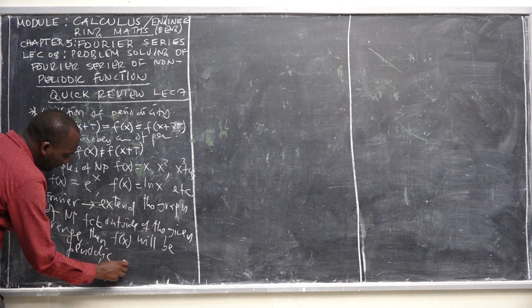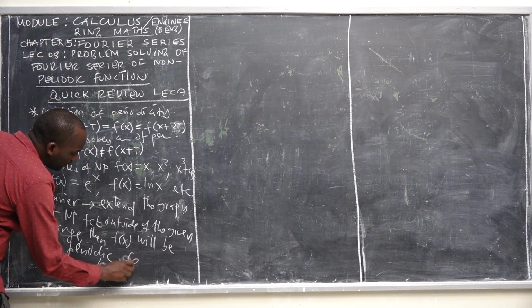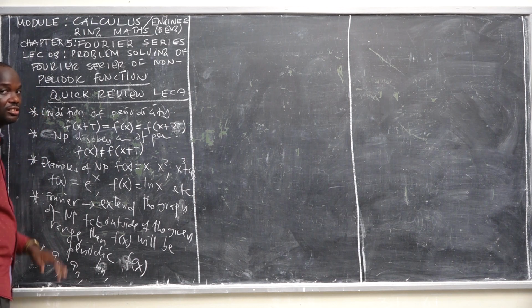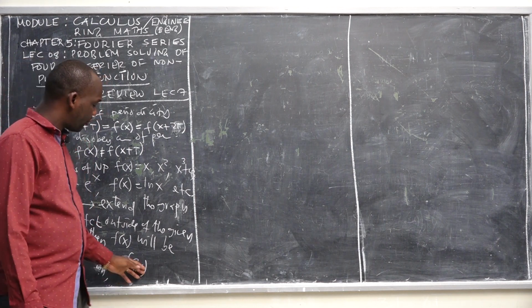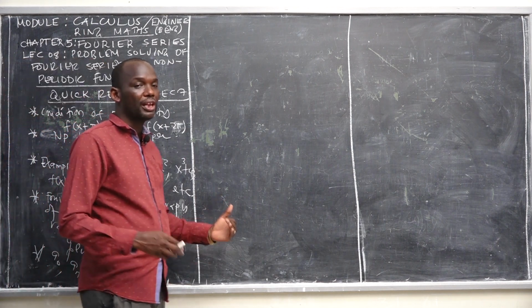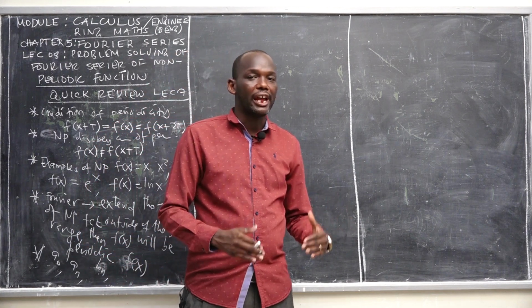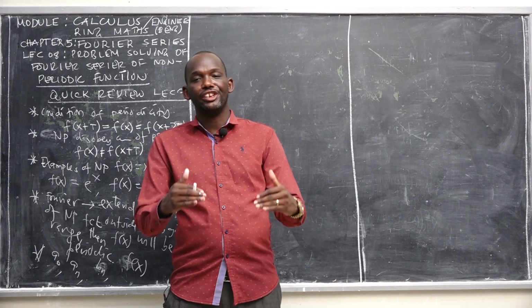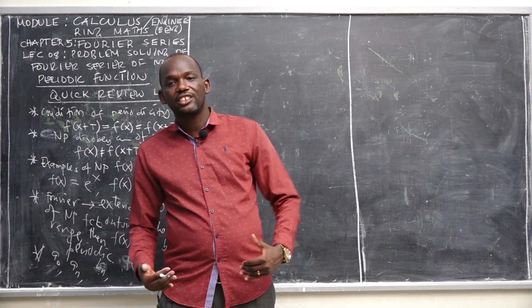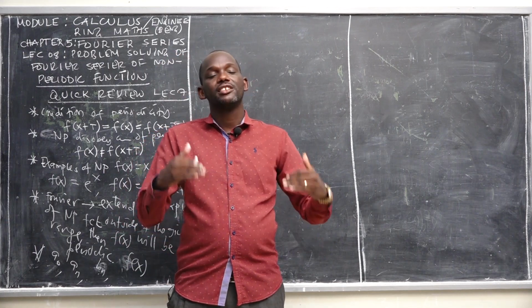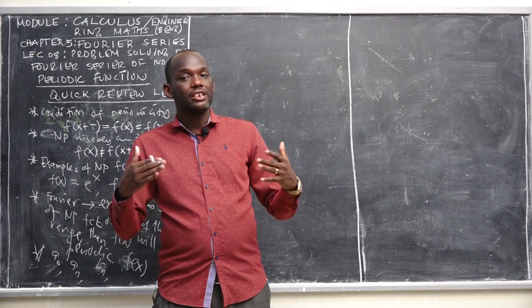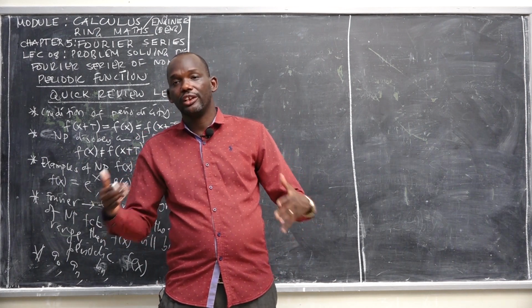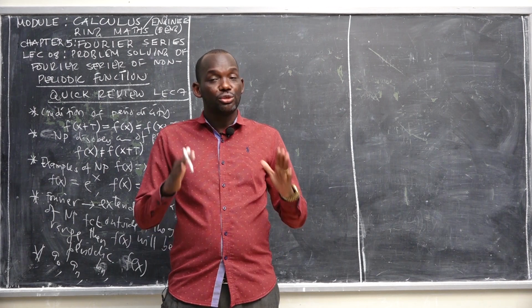But also, if that's the case, we can also find the Fourier series, which is f of x is equal to a naught plus the summation from n is equal to 1 to infinity, open the bracket, an cos of nx plus bn sine of nx. Then you close the bracket. Are we together?